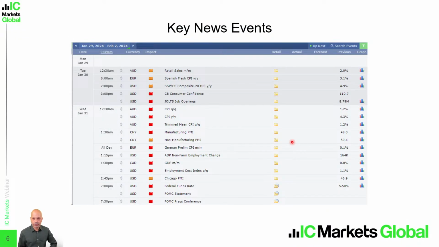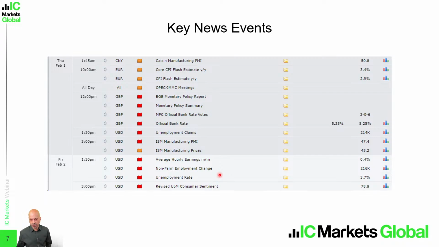All right, so here's the calendar for this week. I'm on GMT time here. As I said, we've got a whole bunch of data coming out this week. We've also got retail sales in Australia, JOLTS job openings in the US, inflation data in Australia again, Chinese manufacturing PMI, German preliminary data, ADP data, Canadian GDP, and of course then on Wednesday, 31st January, we've got the FOMC press statement and press conference coming up at 7 p.m. and 7:30 p.m. respectively. Do take note, I'm on GMT time here.